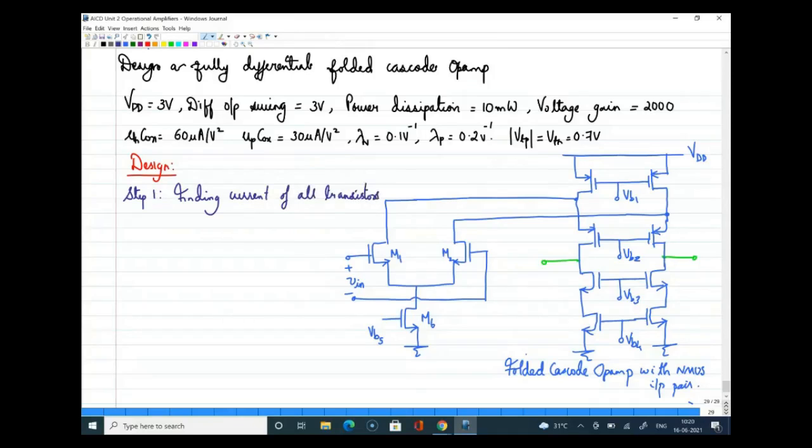For that, we will take the power dissipation spec. Power dissipation is VDD times the current. I'll just take it as ID, and I'll tell you which current that is. So VDD times ID, and by substituting 3 volts and a power dissipation of 10 milliwatts, the current remains the same as the previous, that is 3.33 milliamps.